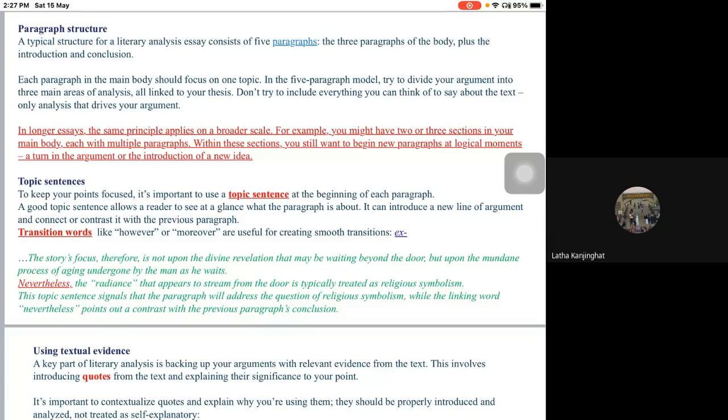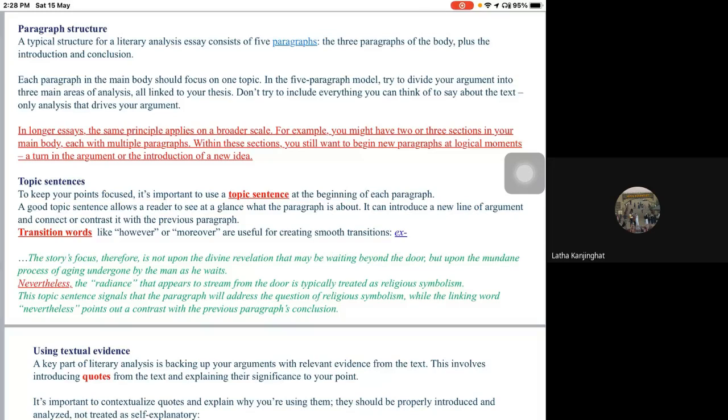It can link to the previous paragraph, or it can even bring in a contrast to the point written in the previous paragraph, depending on what kind of essay we are writing and what kind of points we want to make. Now, use transition words. Words like however or moreover are useful for creating smooth transitions. For example, there's a sentence given here: "The story's focus, therefore, is not upon the divine revelation that may be waiting beyond the door, but upon the mundane process of aging undergone by man as he waits."